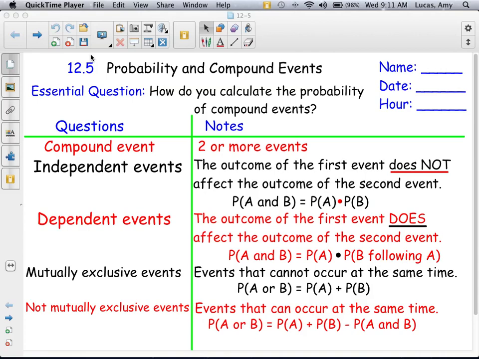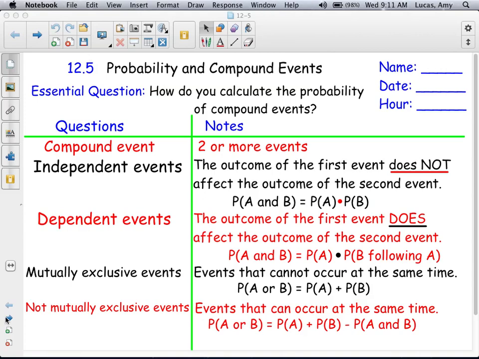So an example there would be with a deck of cards, you could have a card that is red and a 10 at the same time. So the probability of a red card or a 10, you're going to do the probability of the red cards plus the probability of the 10, but then you have to subtract the red 10s. There are 2 of them.